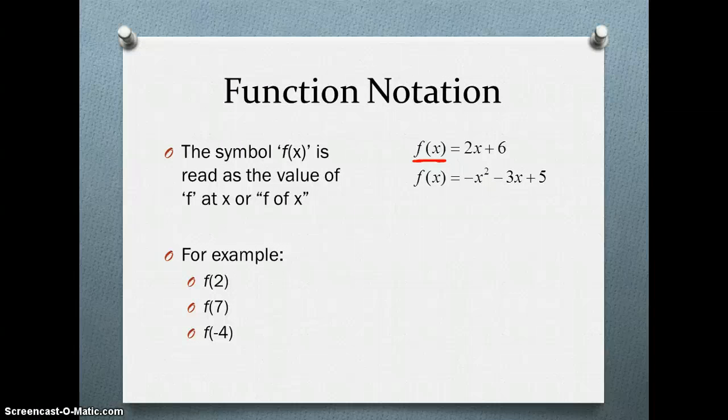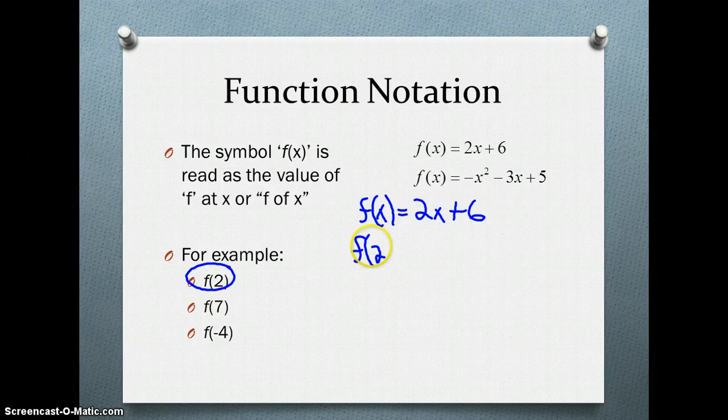So if we consider f of x is equal to 2x plus 6, we're going to evaluate this function f at x equals 2. So what that means is we have f of 2. We're evaluating f at x equals 2. So I substitute 2 everywhere I see x. And then I add 6.